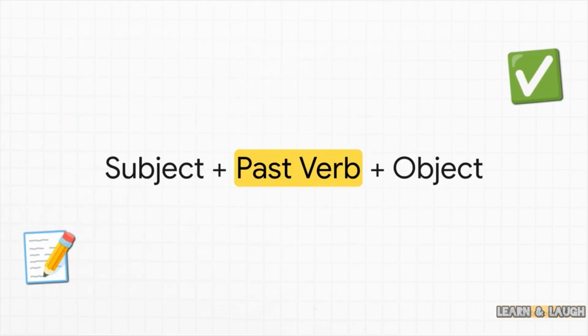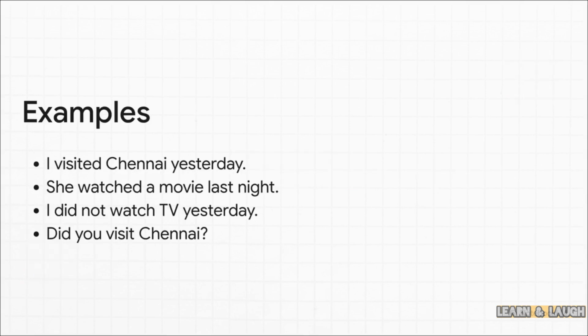To actually build a sentence using the simple past, we use a really straightforward formula. You just take your subject, add your verb in its past form, and then tack on the object. Seriously, once you have this little building block down, you can talk about almost anything you did yesterday. Let's look at some examples. I visited Chennai yesterday, or she watched a movie last night. Both of those actions are completely finished, right?